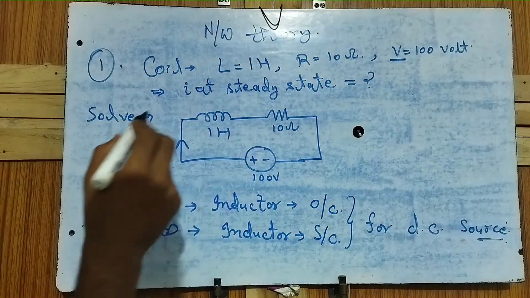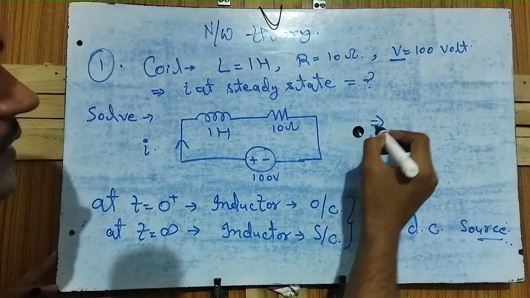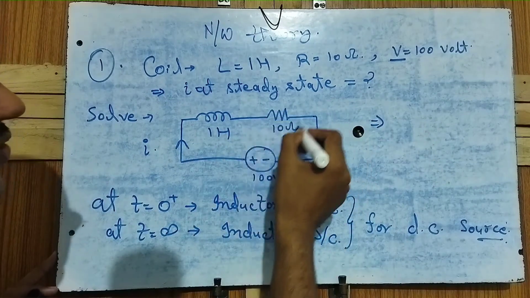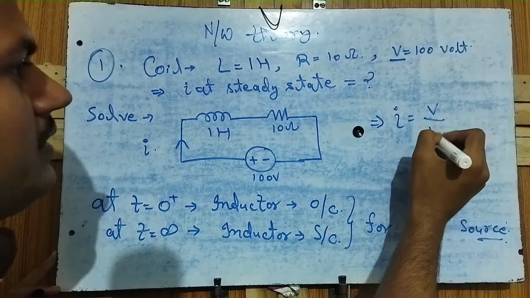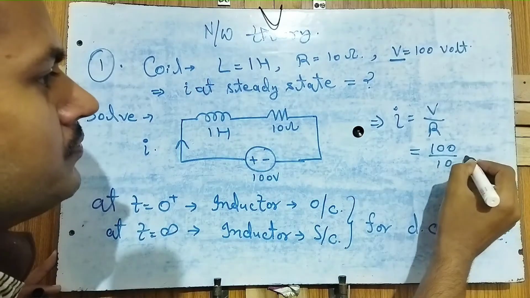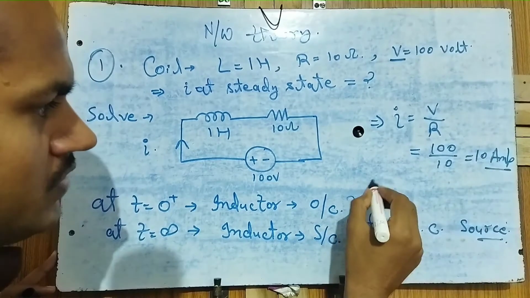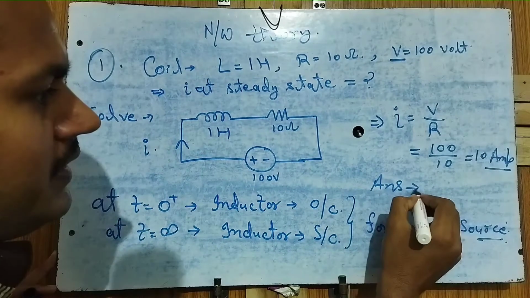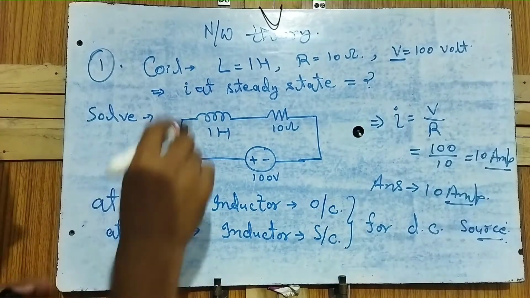So what is our need? Our need is I. So if it is short circuited, then there is only a 10 ohm resistance. So I is equal to V by R. So that will be 100 by 10. That is 10 ampere. The answer is 10 ampere current will flow at steady state.